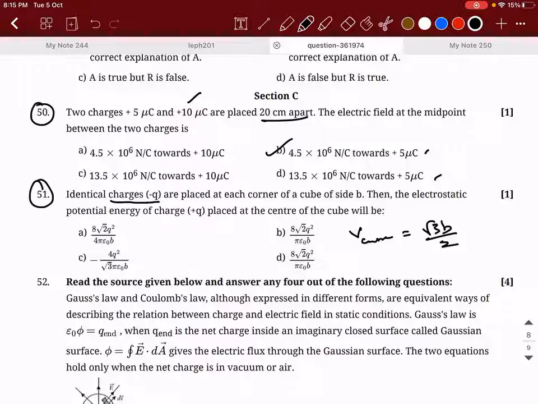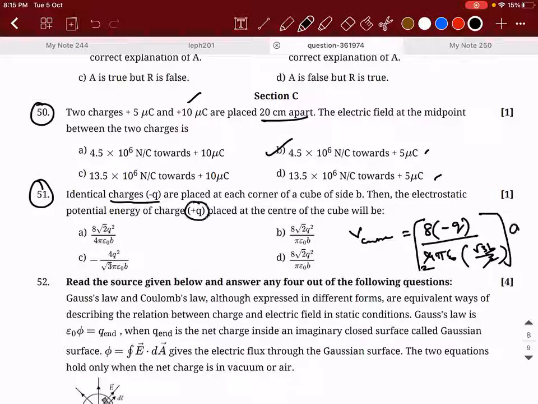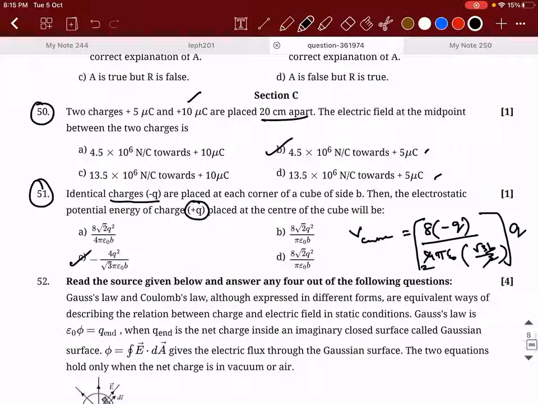So potential will be equal to 8 into minus q, listen to this carefully, 8 into minus q divided by 4 pi epsilon naught into the distance, which is root 3 b by 2. So this whole thing multiplied with this plus charge will give you the answer. What is the answer? Only root 3 I am able to see is C. And actually we need not have solved this question also, because C is the only option with a negative sign.